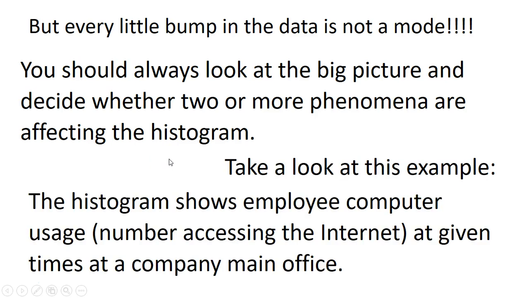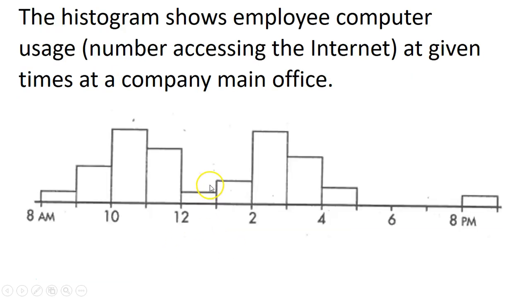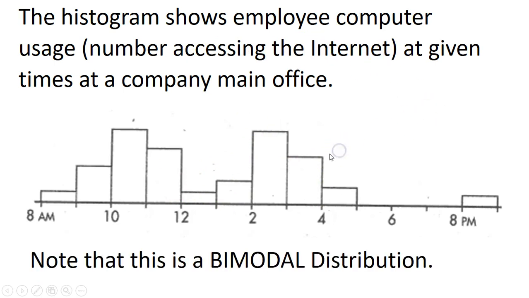Take a look at this example. The histogram I'm going to show you shows employee computer usage, the number accessing the internet at given times at the company's main office. So here you go. The question is, is that an outlier or not? It looks to me like this right here is probably one of the modes, right around between 10 and 11 a.m., and this is probably another one between 2 and 3 p.m., when the usage of the internet is more than likely at its peak. This is looking like it's bimodal to me.